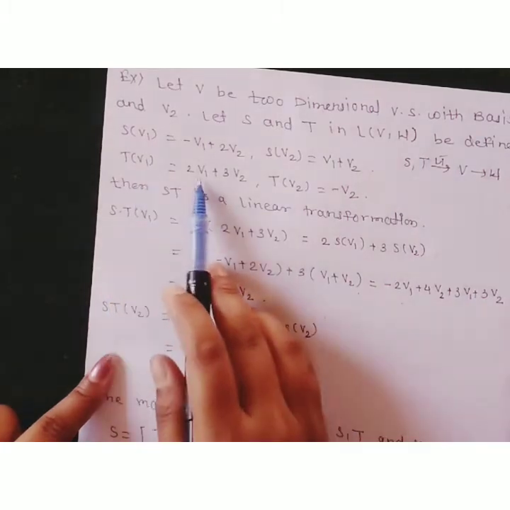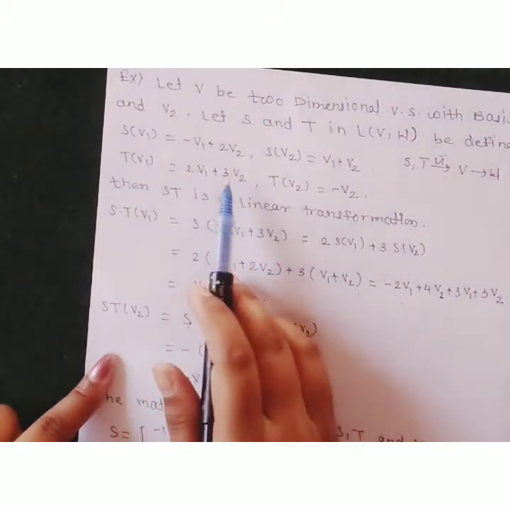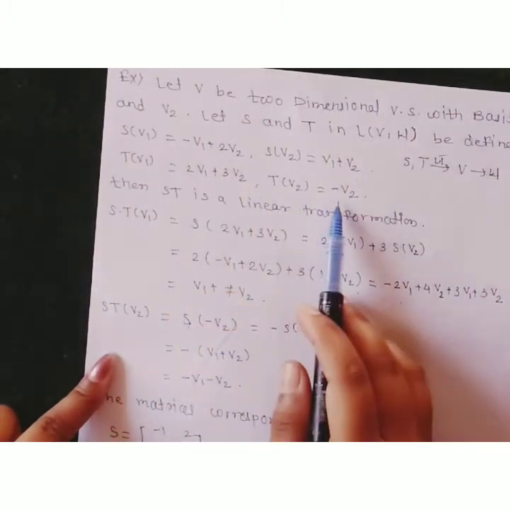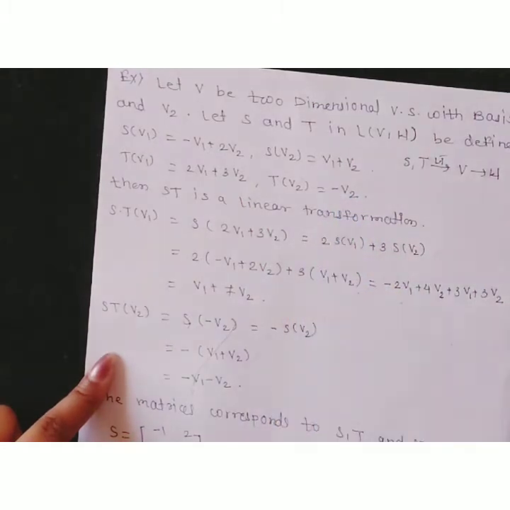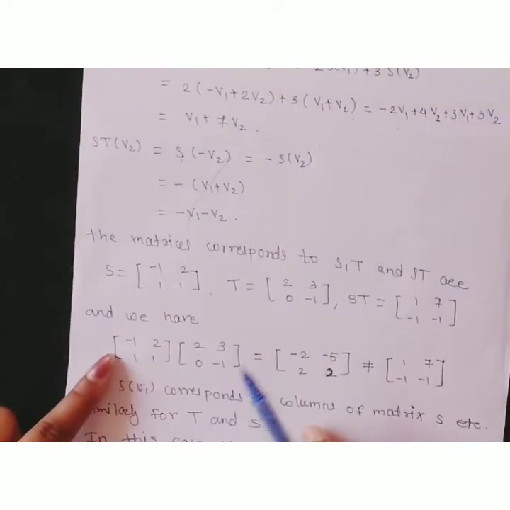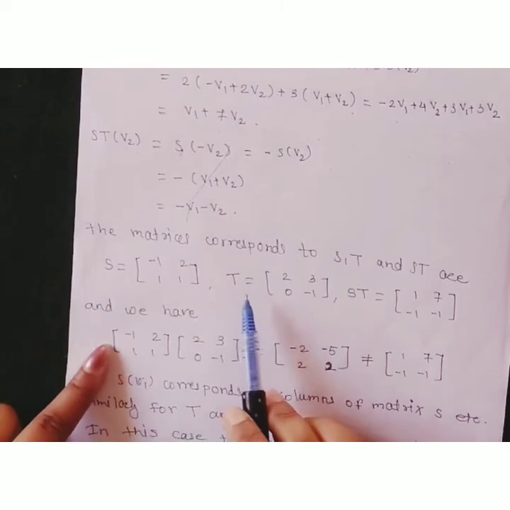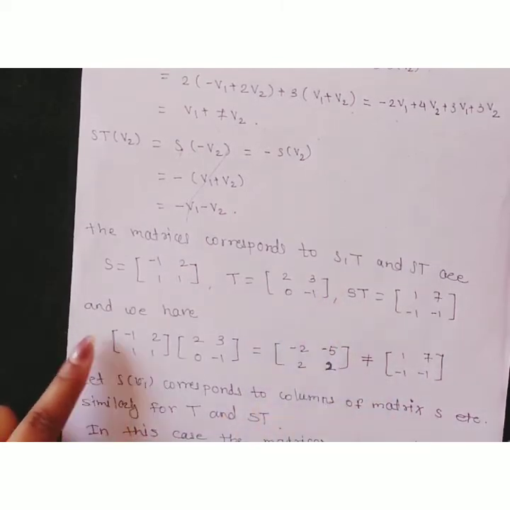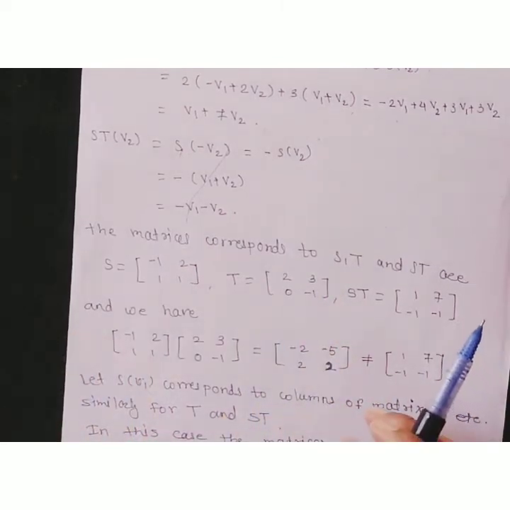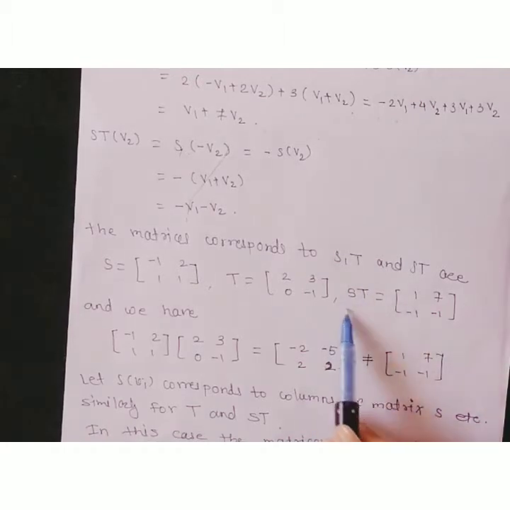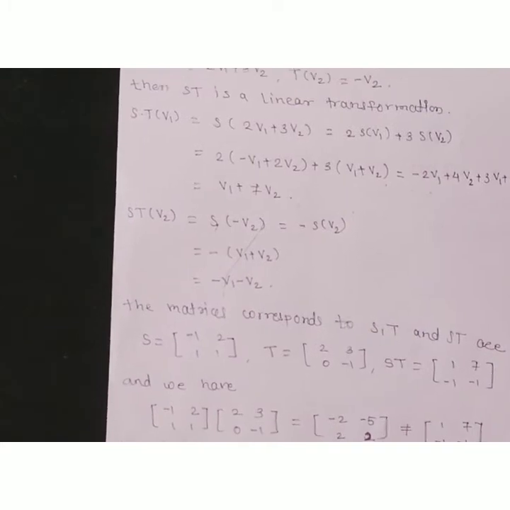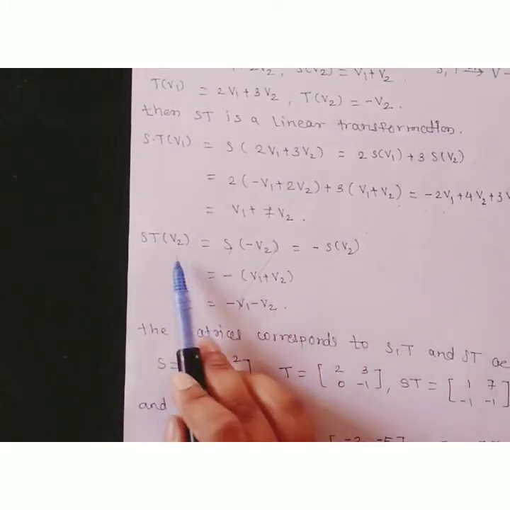As T of V1 is 2V1 plus 3V2, the first row is 2, 3 and the second row is 0, minus 1. So the matrix corresponding to T is [2 3; 0 -1]. Now we have to find the matrix corresponding to ST. Here we find the values of ST operating on V1 and ST operating on V2.